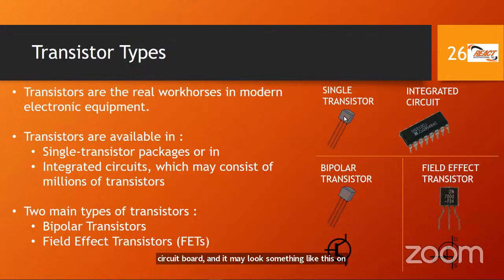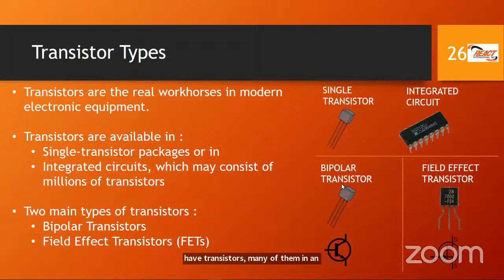But a transistor could be miniaturized and put into an integrated circuit. A couple of slides from now, we'll see the inside of an integrated circuit, but you could have literally hundreds, thousands, even millions of transistors that are miniaturized and put into a package like this called an integrated circuit. So you can either have a single transistor, or many of them in an integrated circuit.